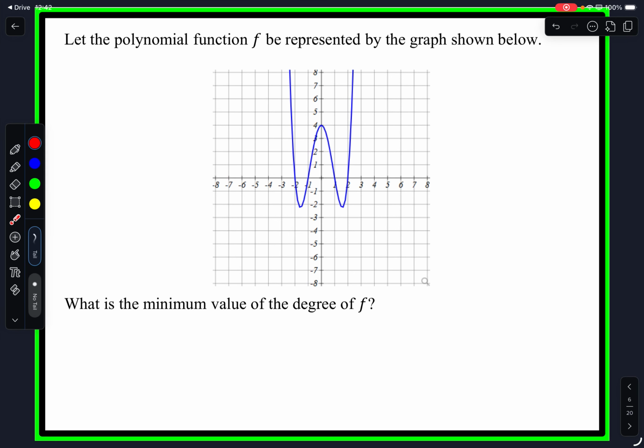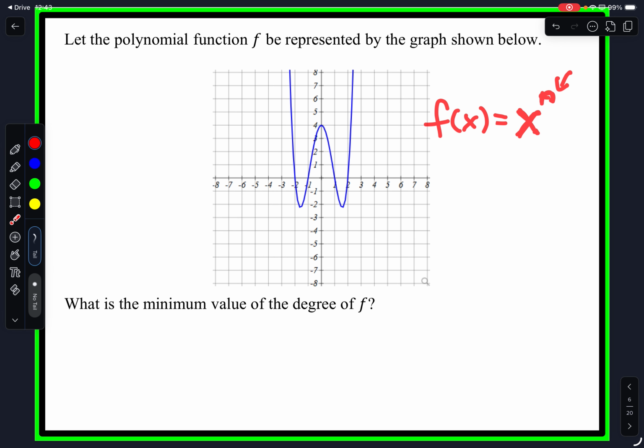So in this example here, we have a polynomial function f as represented by the graph, and we want to determine the minimum value of this graph f. So you might not be able to recognize what type of function this is. f(x) is equal to x to some power, okay?